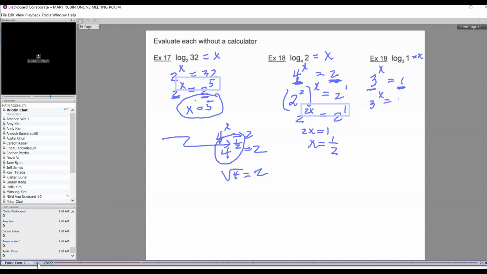Equal to 3 to the 0, but nobody does that. This is one where you wouldn't rewrite it as the same base. Here, x is just 0. Nice. Okay. 0, done.